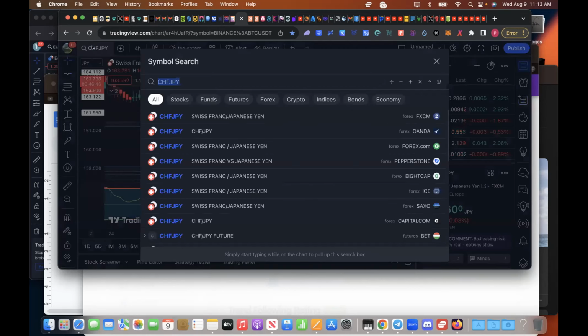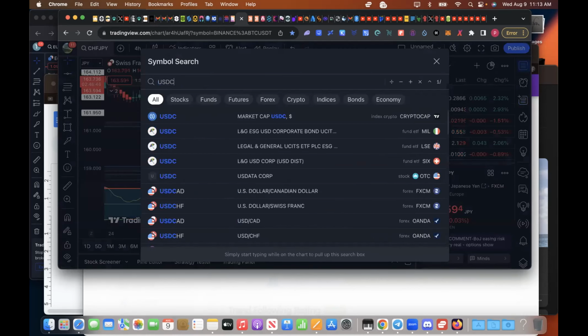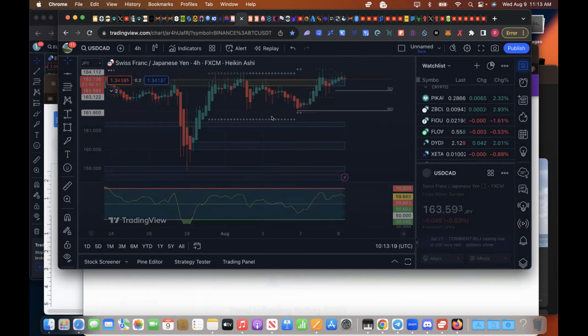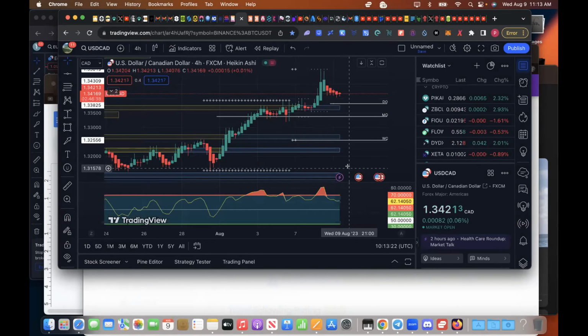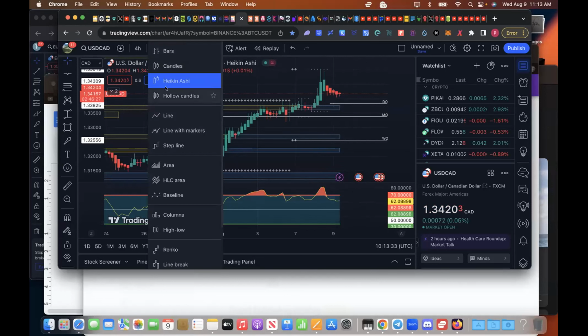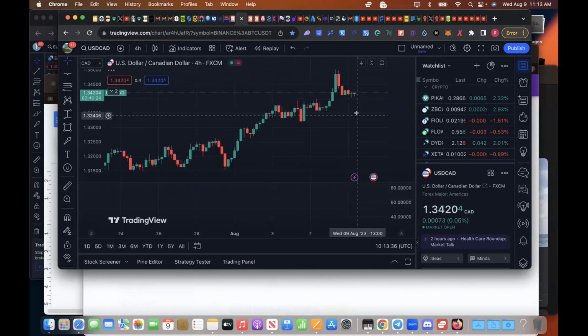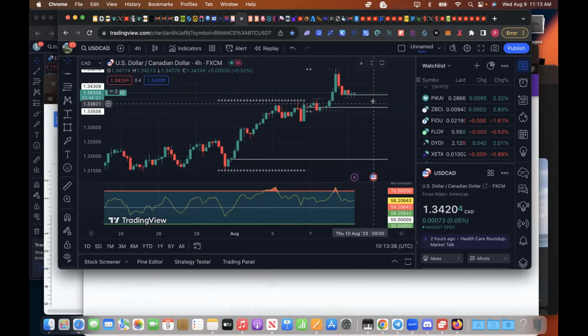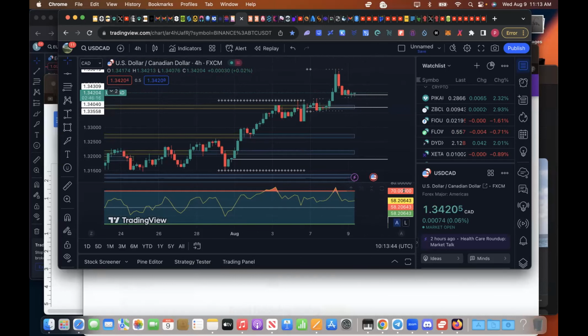So look at the USD CAD. Sorry, you can go back to your normal candle. USD CAD may be a good buy anytime soon. I don't like this hanging trade, but it's an uptrend.